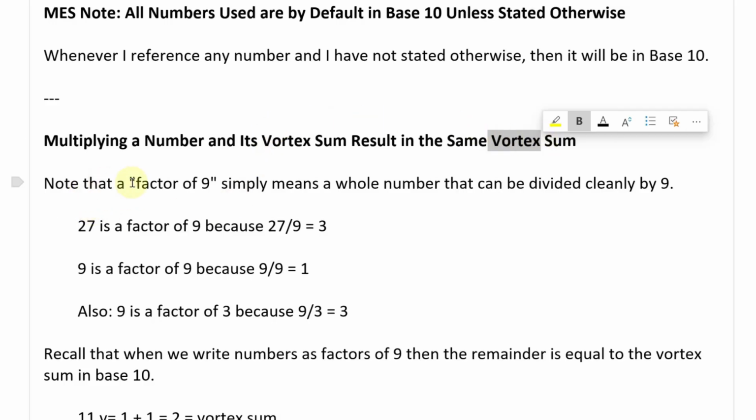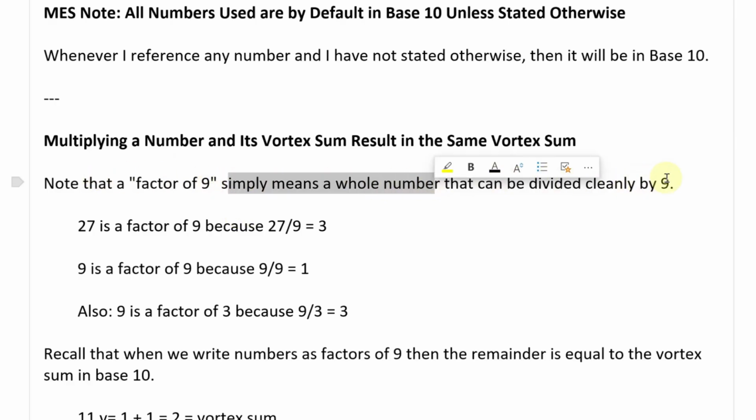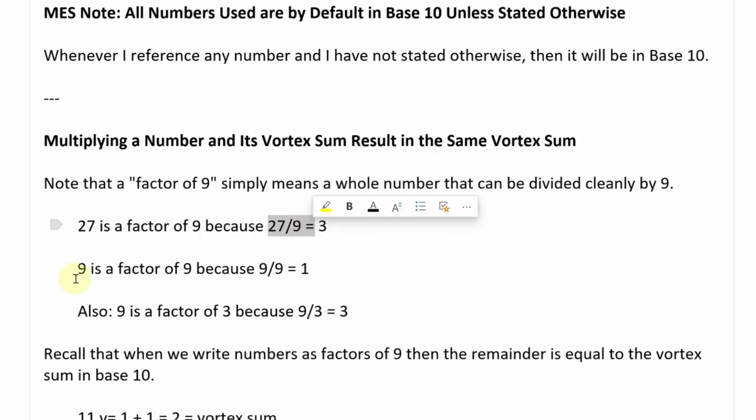So let's go further. Note that a "factor of 9," which I've been stating a lot, I didn't explicitly write down earlier, but I'll write it down now. A factor of 9 simply means a whole number that can be divided cleanly by 9. For example, 27 is a factor of 9 because 27 divided by 9 equals 3. 9 is a factor of 9 because 9 divided by 9 equals 1. You could do this for any other number. So 9 is a factor of 3 because 9 divided by 3 equals 3, just a whole number.